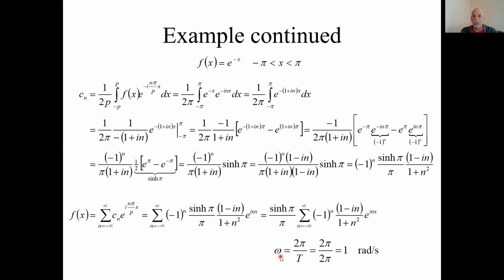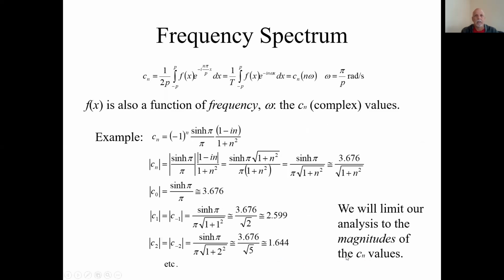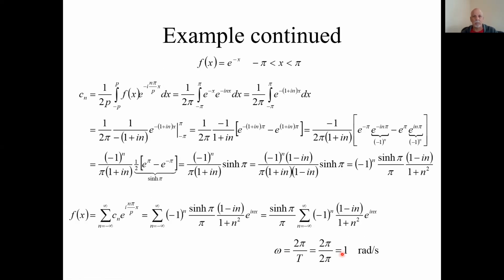The fundamental frequency is 2 pi over capital T. In this case, capital T was 2P, which was 2 pi. So the fundamental frequency here in radians per second is just 1. I think I'll stop there in this example.